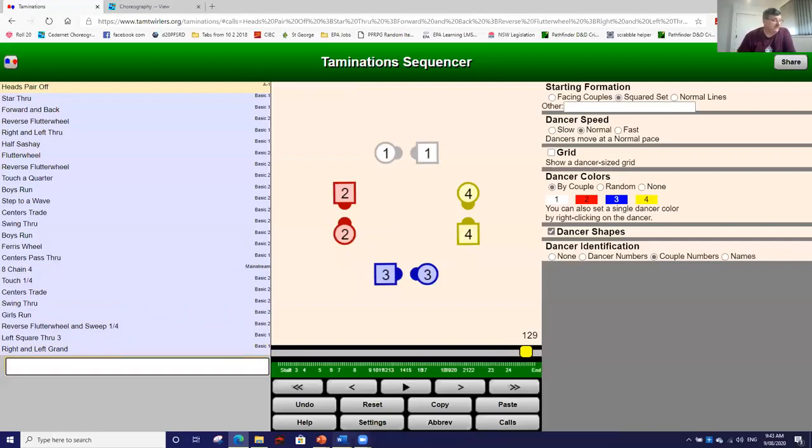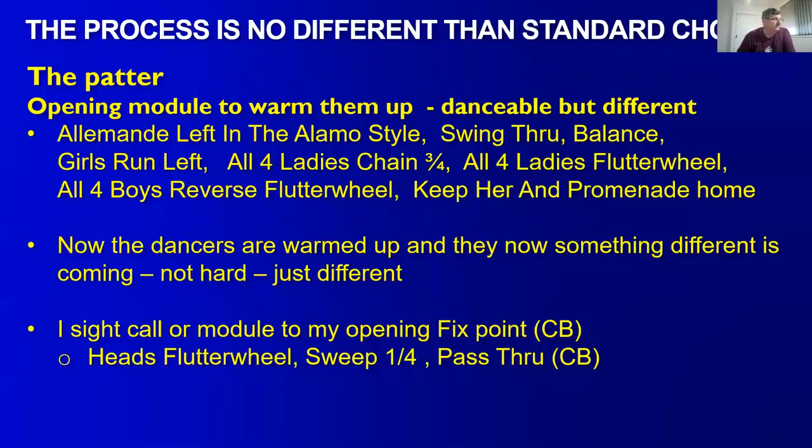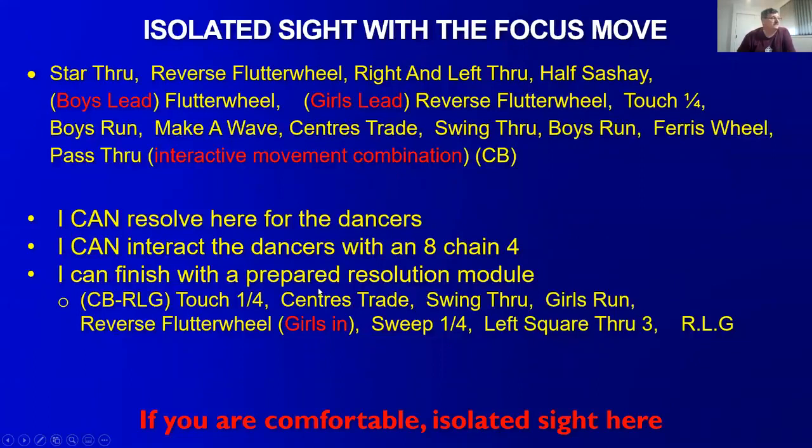So just to recap what we've done there: we've done a get in, we've used a couple of modules. Now we've done a get into a corner box. We've done a little bit of isolated sight. We've decided that we can resolve the dancers. We've interacted with an 8 chain 4. We finished with a module that we already had prepared, and we went right to a right and left grand and a promenade, and the dancers are going, wow, we're getting this.